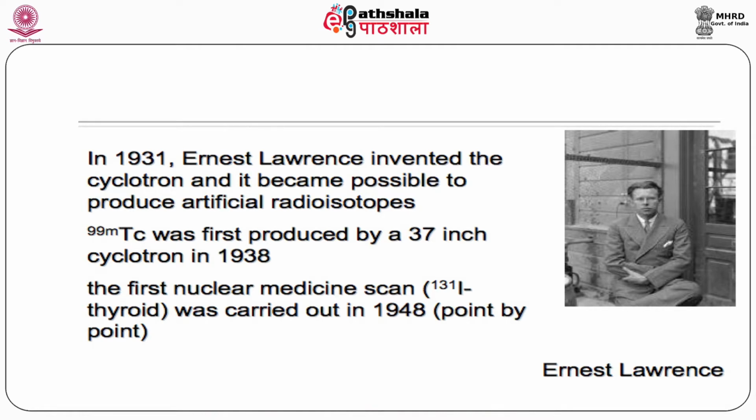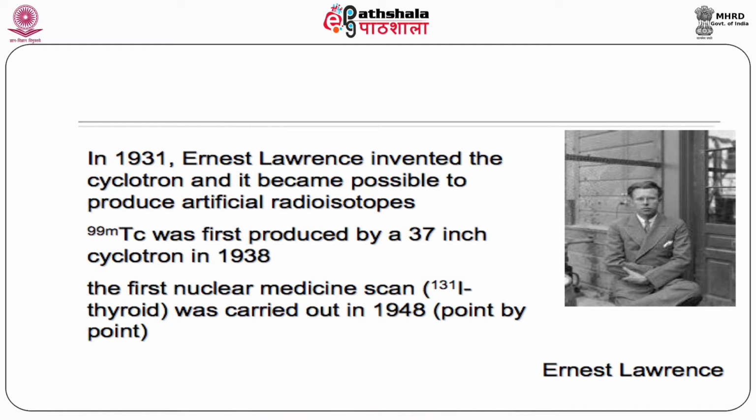In 1931, Ernest Lawrence invented the cyclotron, and it became possible to produce artificial radioisotopes, because man-made radioisotopes are the only isotopes we can use. Otherwise, the naturally occurring radioisotopes, with long half-lives, are not useful for clinical application. The workhorse which is being used, first and foremost, is technetium, which was even produced by the smallest cyclotron in 1938 and by this gentleman.